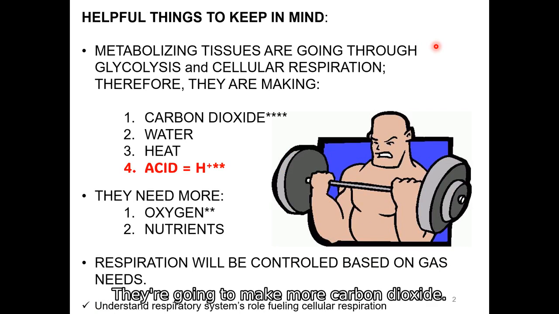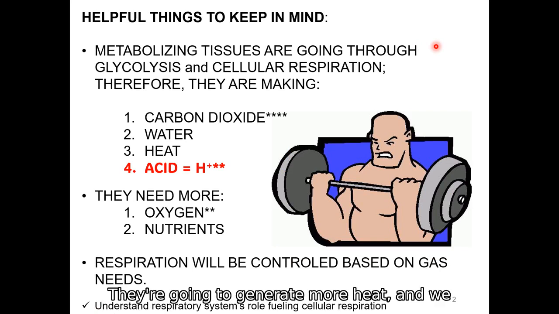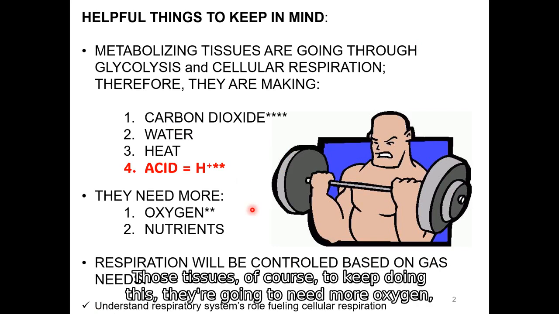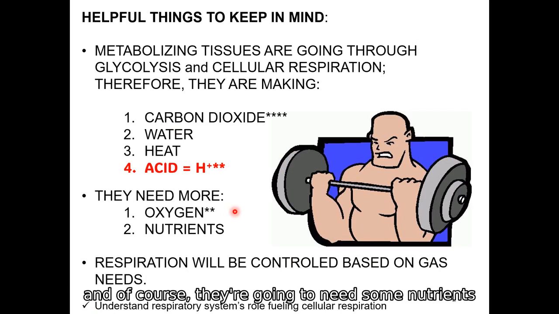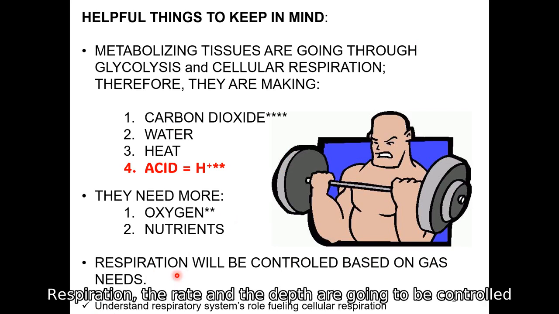They're going to make more carbon dioxide. They are going to generate more water metabolism, which we're totally fine with. They're going to generate more heat. And we said, though, when we go through this process, that making of carbon dioxide and water is going to form carbonic acid. Those tissues, of course, to keep doing this, they're going to need more oxygen. And of course, they're going to need some nutrients to fuel these reactions.